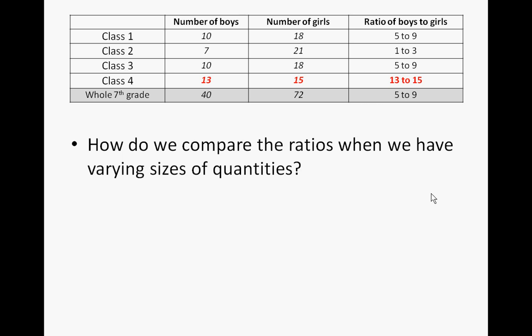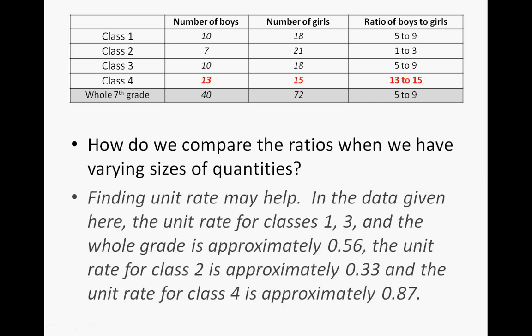So how do we compare ratios when we have varying sizes of quantities? How can I turn this into something that compares them so we can tell which is greater than or less than? Well, what we could do is find a unit rate. In the data given here, the unit rate for classes 1, 3, and the whole grade is approximately 56 hundredths or 0.56, the unit rate for class 2 is approximately 33 hundredths, and the unit rate for class 4 is approximately 87 hundredths.